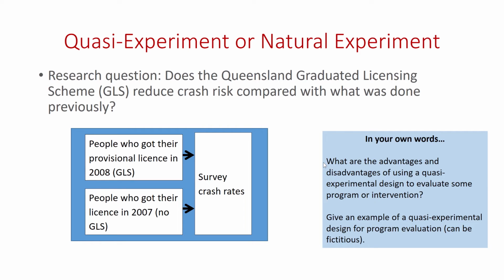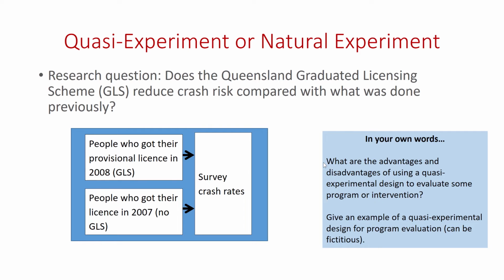But the disadvantage we've introduced is that we can't be absolutely sure that if there's a difference between our 2 groups, and there is a difference, so that under the graduated licensing scheme, novice crashes have reduced by about 13% per year, which is great, we can't be 100% certain that that's due to the scheme, because it could be due to some other factor that changed between 2007 and 2008.